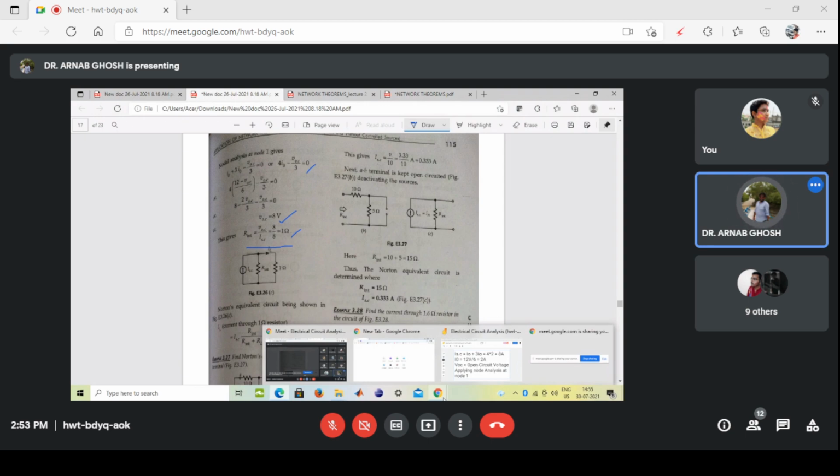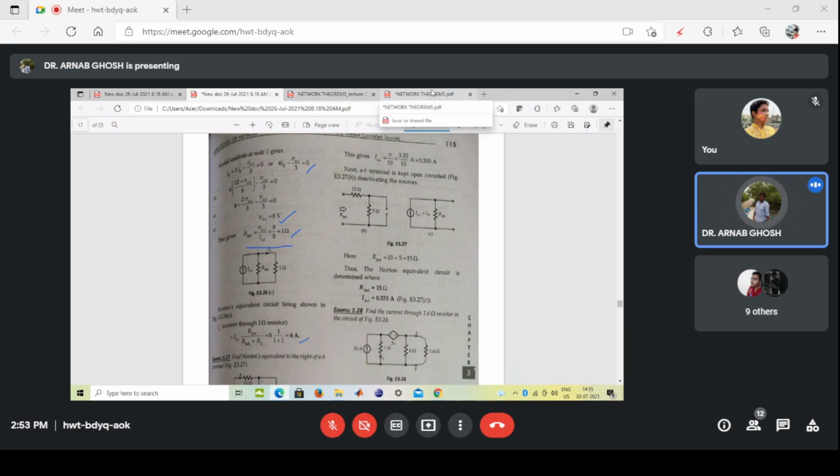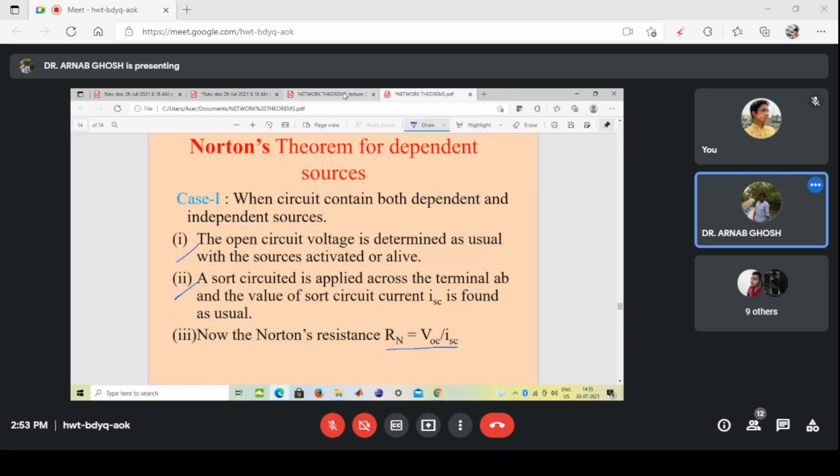For Thevenins it is the open circuit voltage, and for Nortons that is the short circuit current. So there is a difference. So this is problem solving using the dependent sources. Okay, clear. See, these are the steps. So the open circuit voltage and short circuit current are determined, and then you determine Rn, which is equal to VOC by ISC.